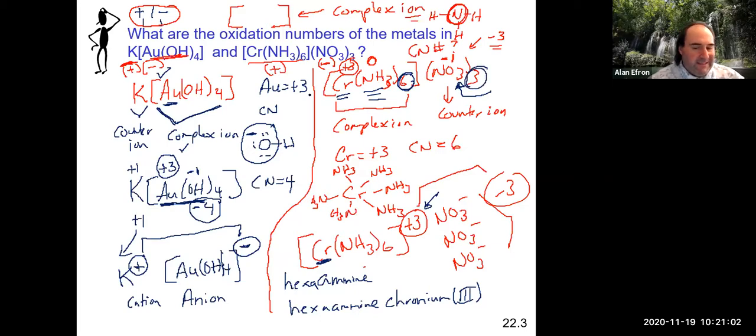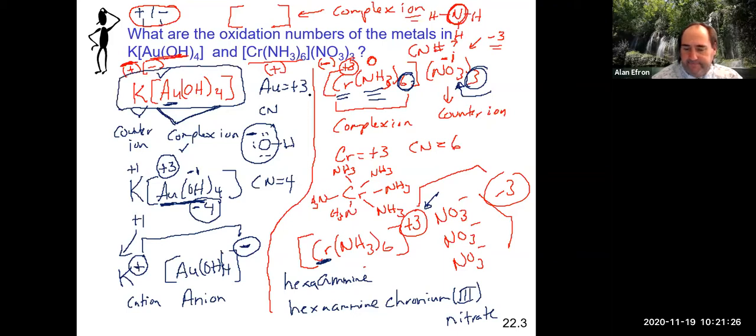So NO3 minus is nitrate. So this would be nitrate in this particular case. So that's hexaamine chromium 3, which is our complex ion part, and nitrate, which is our counter ion, would be the name of this guy. Now, if we looked at this guy, it would be a little bit different.